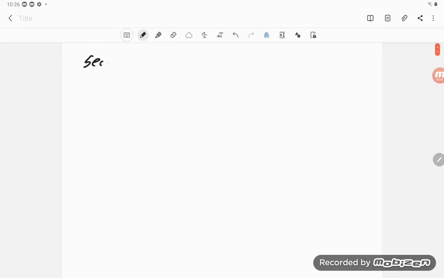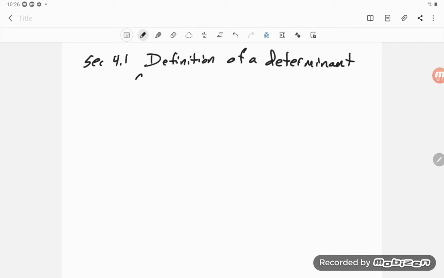This is section 4.1, and we're going to get our definition of a determinant for an n by n matrix. So, square matrix. And so we start with the definition of a minor.